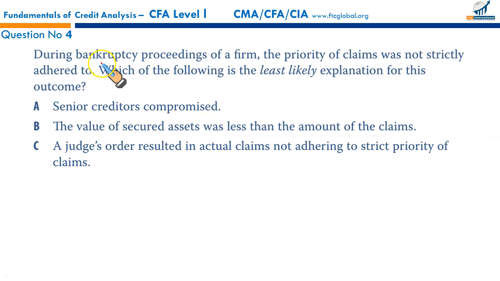Next, during bankruptcy proceedings of a firm, the priority of claim was not strictly adhered to. Which of the following is the least likely explanation for this outcome? Senior creditors compromised. Yes, valid explanation. It can happen. It is likely, not least likely. It can happen.